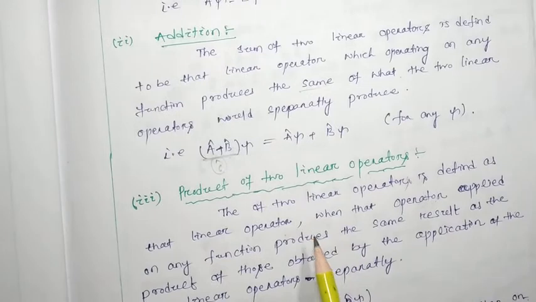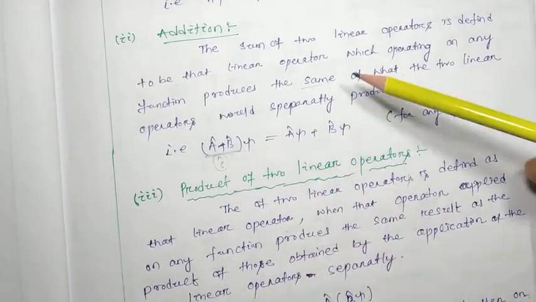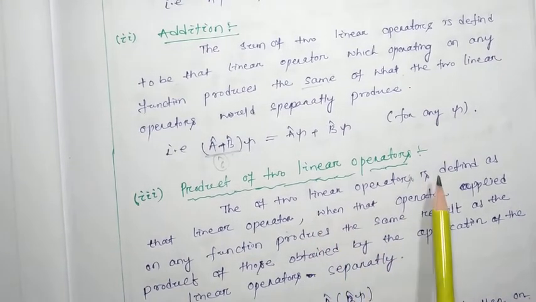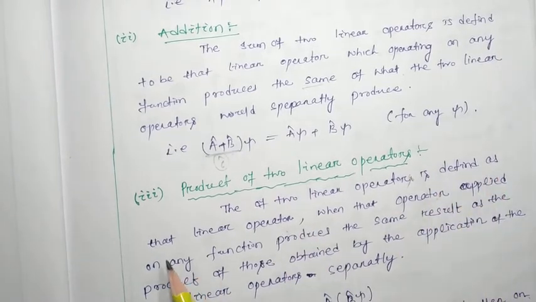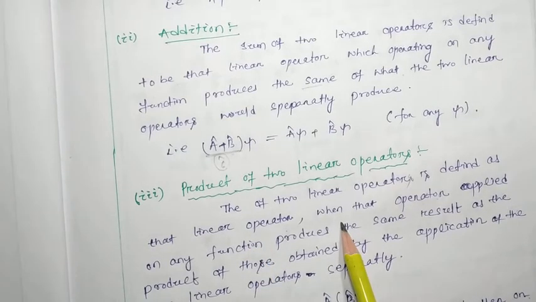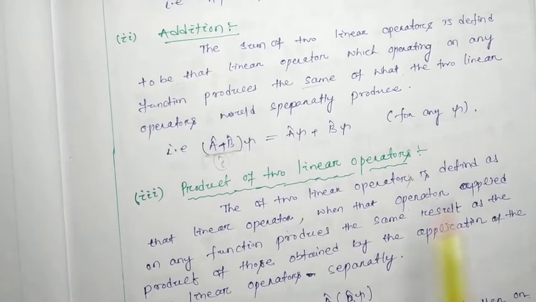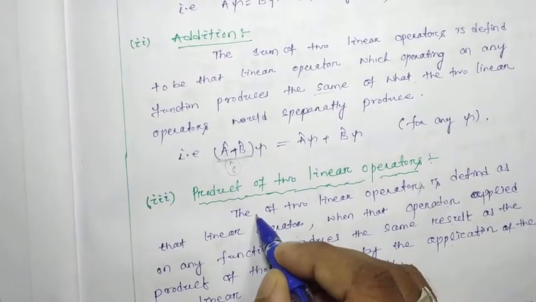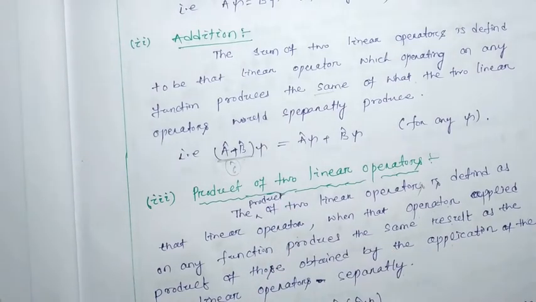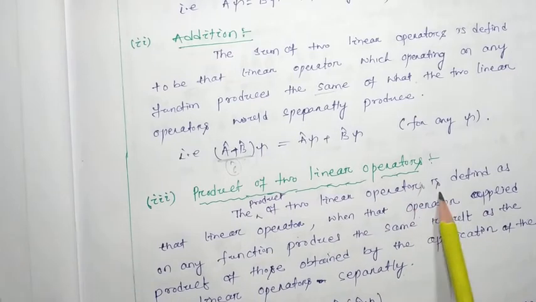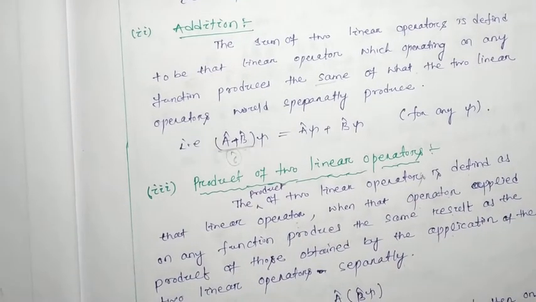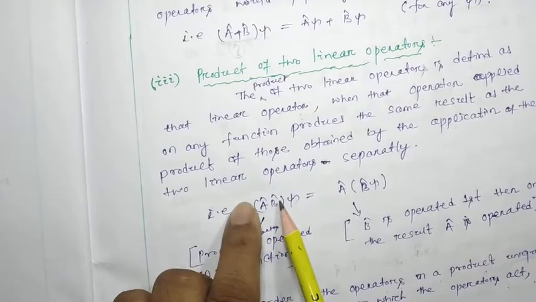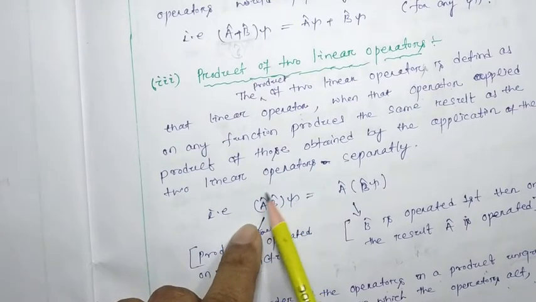Now we move towards the product of two linear operators. As with addition, in the same way we understand the product of two linear operators. Here I missed one word, that is, the product. The product of two linear operators is defined as that linear operator which, applied on any function, produces the same result as that obtained by the application of the two linear operators separately. Suppose A cap is one operator, B cap is another operator. So the product of two operators will be A cap into B cap, which can be considered as suppose C cap.